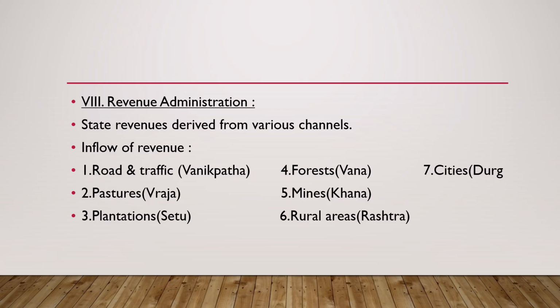Finally, we come to revenue administration. State revenues during the Mauryan period were derived from various channels. Kautilya has listed different resources from which revenue flowed into the state treasury, which was looked after by an official, Sannidhata. So the inflow of revenue came from road and traffic, which is called Vanikpat, pastures, Vraja, plantations, Setu, forests, Van, mines, Khan, rural areas, Rashtra, and cities or Durg.